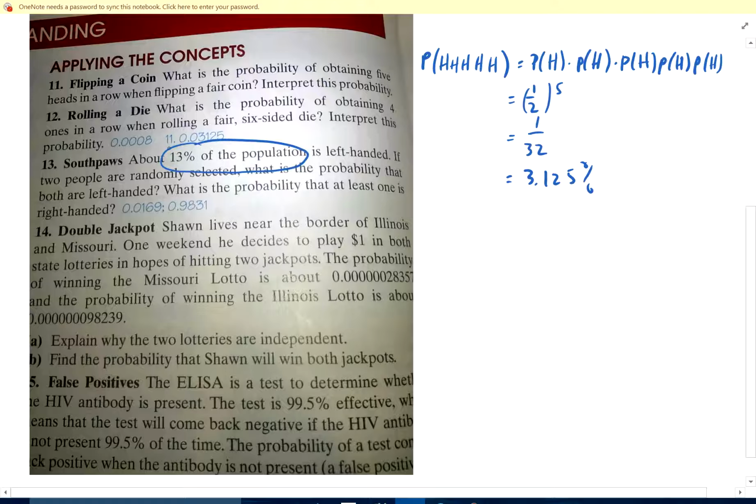And 13, southpaws make up 13% of the population. That's probably why they have 1 in 35 desks in a classroom, right? Which is less than 13%. But anyway, another story.